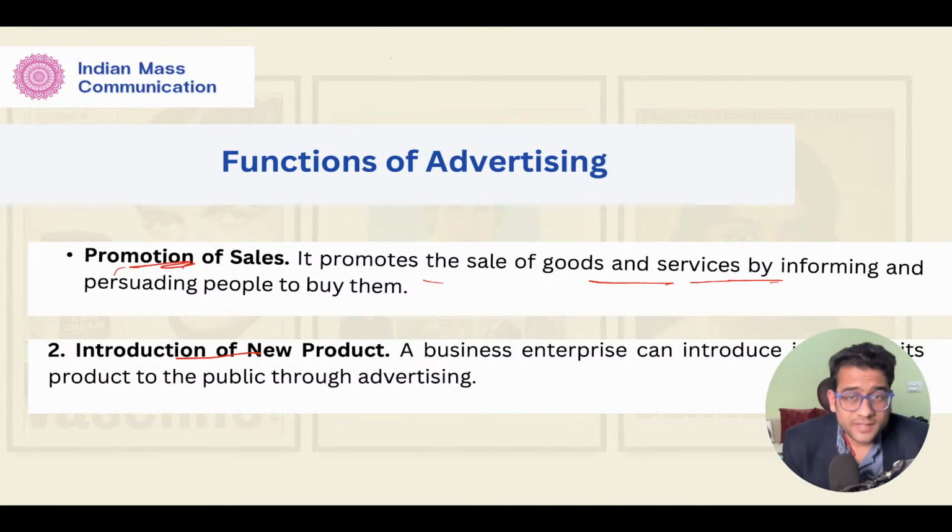So always remember that there will be 2 or 3 kinds of scenarios. One would be that there is a product which is well established. So you all use Colgate. Okay, you all have heard about Cadbury. So they want you to use it continuously. Okay, they want to remind you once again. Another is introduction. So there is a new product in the market, a new chocolate. Okay. So a business enterprise can introduce itself and its product to the public through advertising.